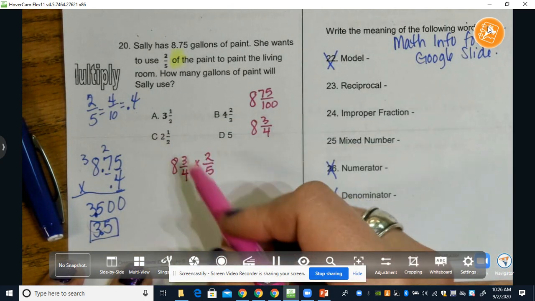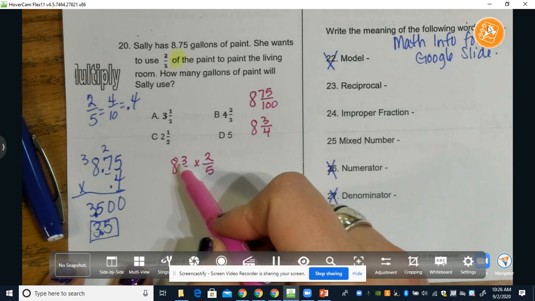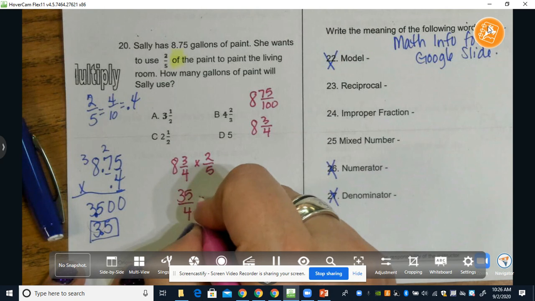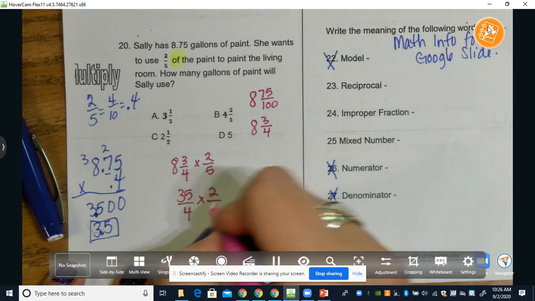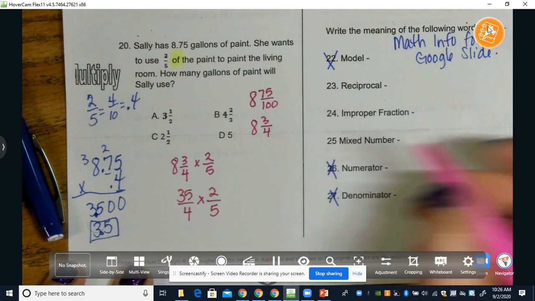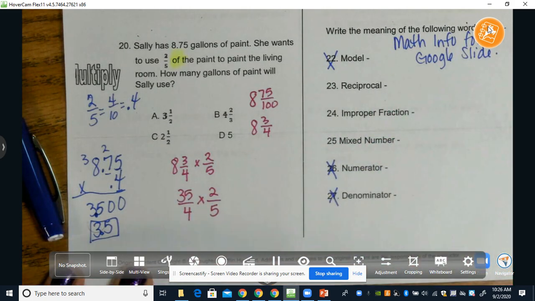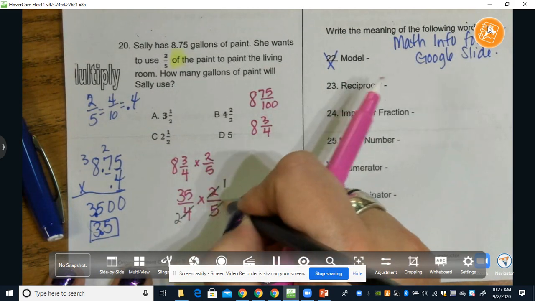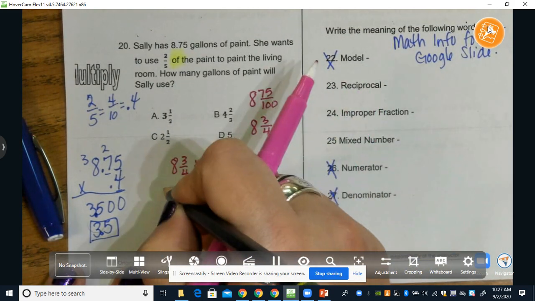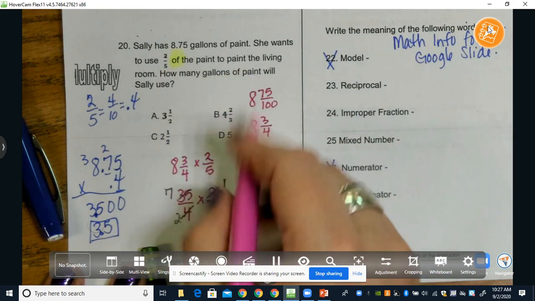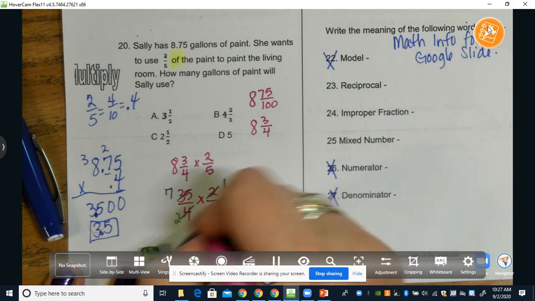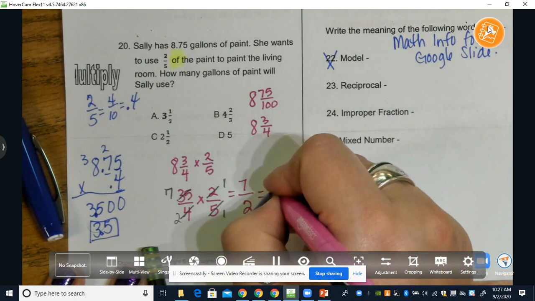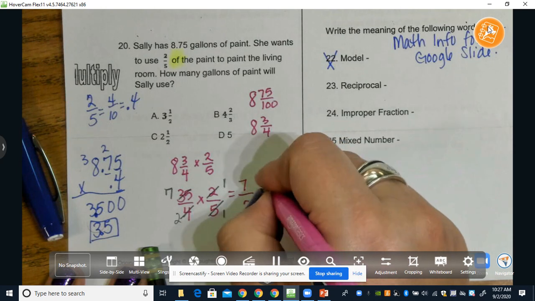Okay, I've got to make this into an improper fraction. 4, 32, 33, 34, 35, 35/4 times 2/5. If I look, I can multiply straight across, or I can simplify. 2 and 4 can both be divided by 2, and I have 1 and 2. And 5 and 35 can be simplified into 1 and 7. So then I have 1 times 7, which is 7, 2 times 1, which is 2, and 2 can go into 7 3 times, with 1/2 remaining.